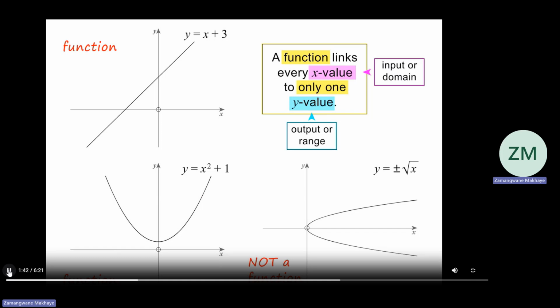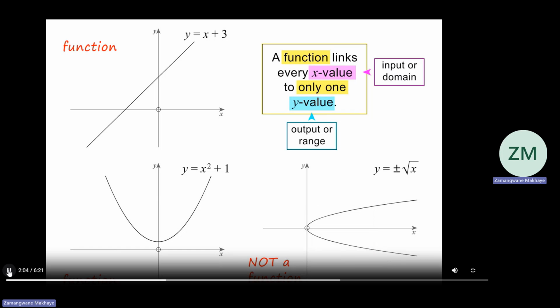This parabola lying on its side is not a function. And the reason is, if we take any x value in the domain, say x equals 9, it is clear from the graph that it is linked to two y values. In this case, the values are 3 and minus 3.